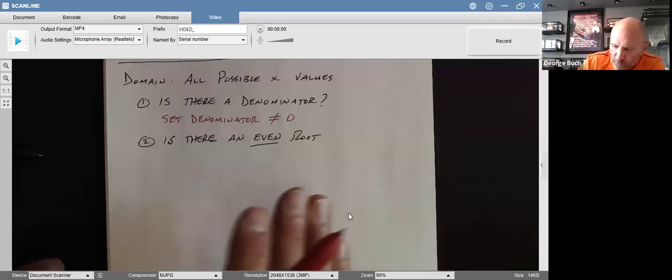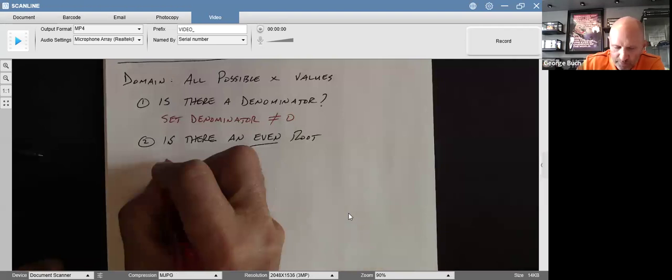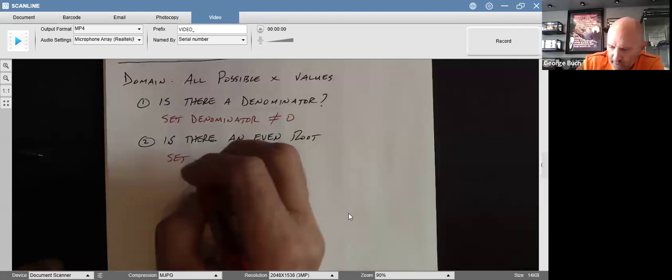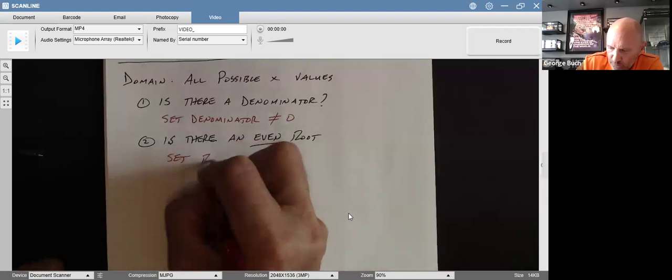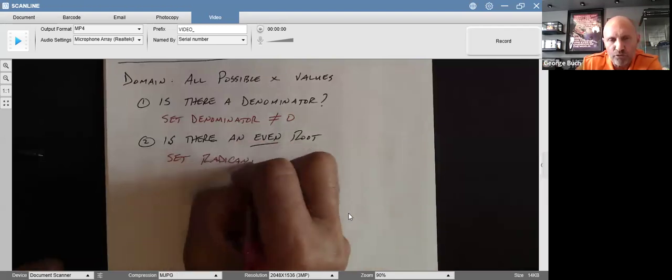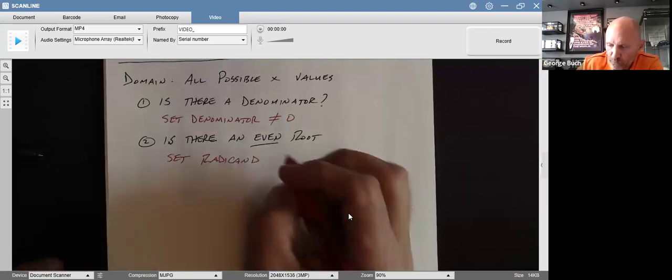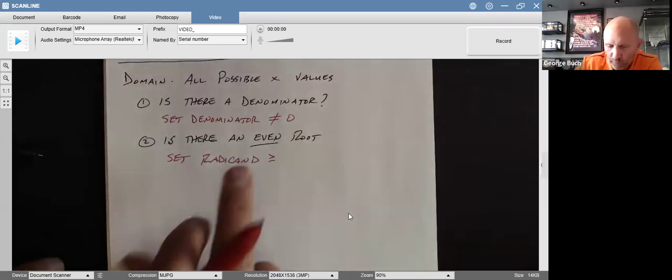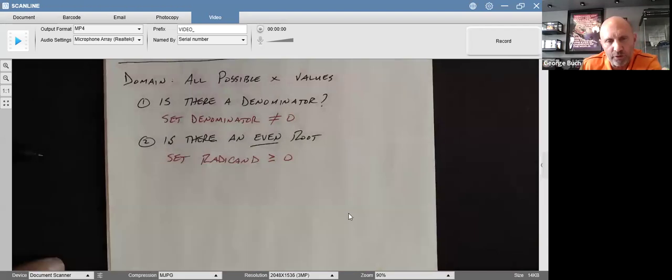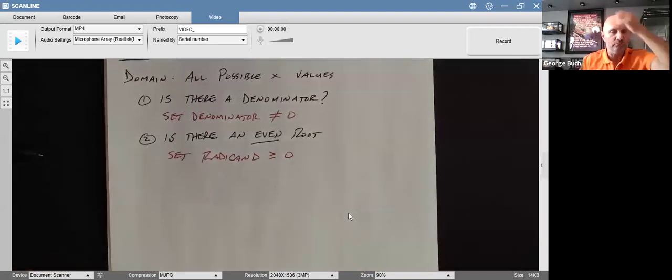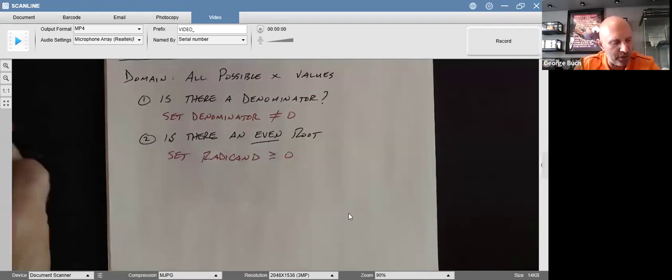So to find out what the domain's going to be for those guys, I set the radicand, and that's why I stressed that guy so much when we were talking about radicals, and that's the value under the root symbol, greater than or equal to 0. And then you solve that and it tells you, okay, these are the values that the function can have.